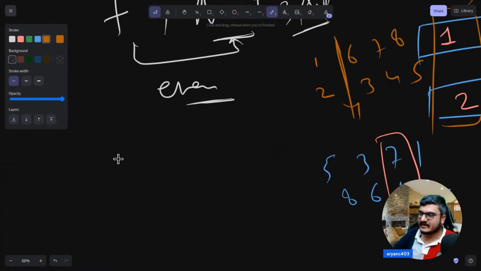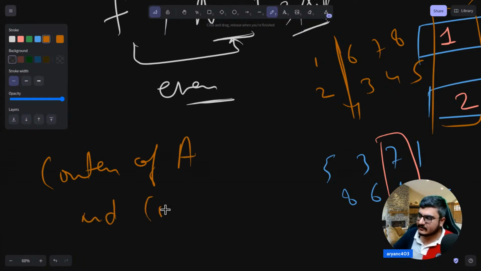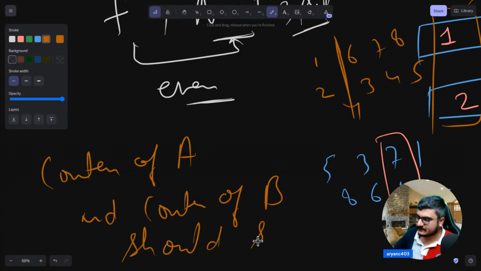Had the problem been such that the content of A and the content of B should remain the same, which was not the condition, then the problem would have reduced to counting the number of inversions in A and B and trying to solve the problem there. And that should have also been equal. Can you explain the both-odd case?